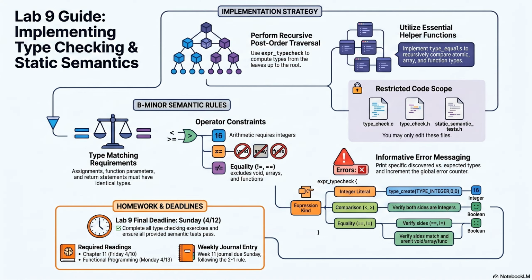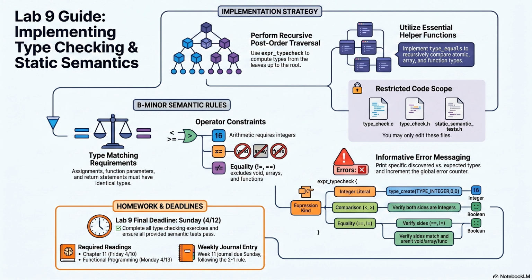Okay, but what about comparison operators? Now, that's where the implementation gets a little more nuanced. So operations like less than or greater than, those strictly require integers and they return a Boolean. Sure, that tracks. But the equality operators, equals equals and not equals, those are permitted for any atomic type. Wait, really? Any atomic type? Any atomic type, but they are explicitly forbidden for compound types, like arrays and functions. Okay, I actually noticed that restriction in the architecture slides, and I was wondering about that. Like, why are arrays and functions blacklisted from simple equality checks?